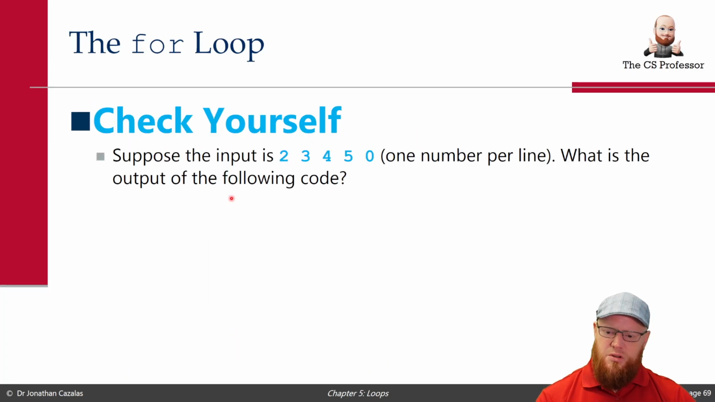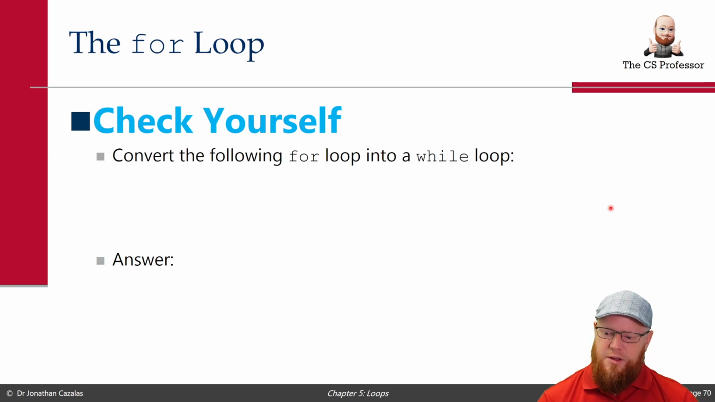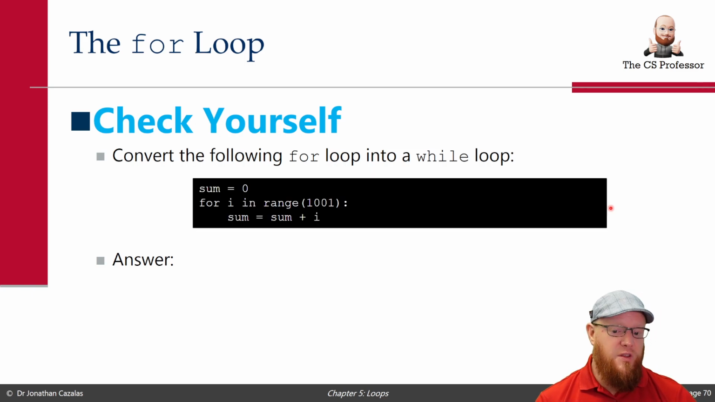So suppose the input is this. What is the output? Once again, I'd like you to trace through this, pause the video, trace through, try to come up with the correct output, and then code it and see if you got that output correct. Here's one where it says convert the following for loop to a while loop.